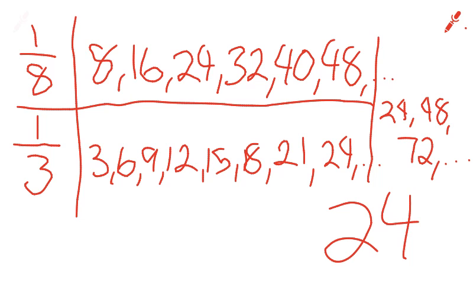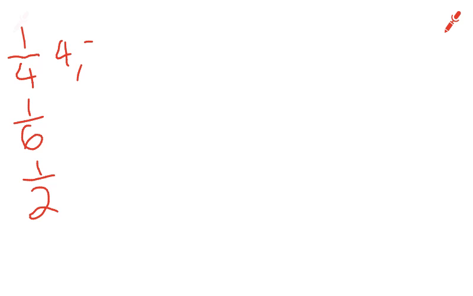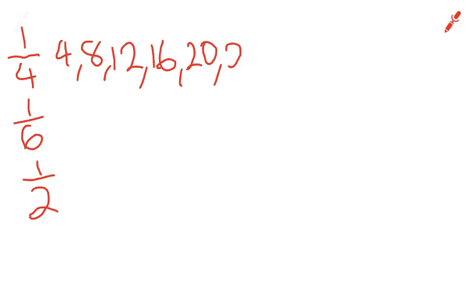All right. Let's do the next one on the chart. It's 1/4, 1/6, and 1/2. All right, and we're looking for the multiples of 4. The multiples of 4 are, and go ahead and read them to me. 4, 8, 12, 16, 20, 24, 28. And I'll put dots, saying that it continues on, but we'll stop there.